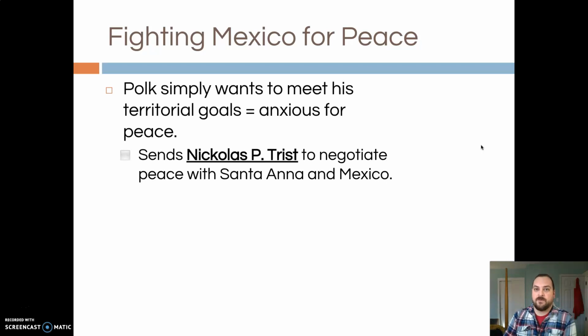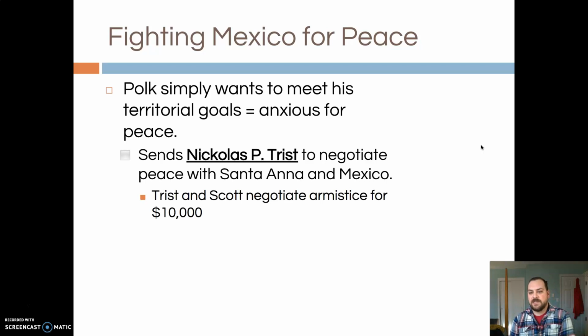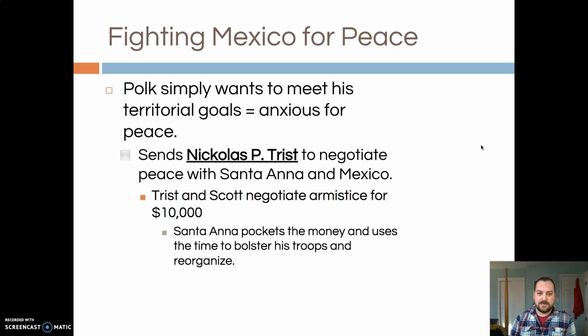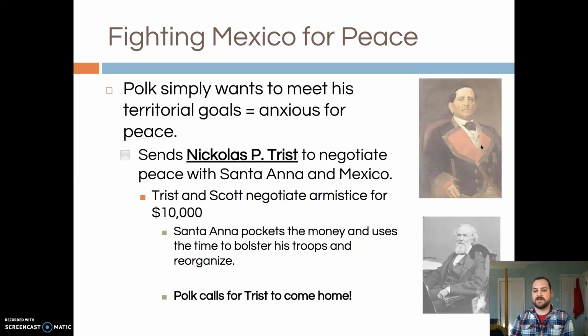Polk wants to end the war almost immediately. All right, he wants this war to be over. He just wants to gain the territory. He doesn't want to be in a drawn-out war with Mexico. He sends Nicholas Trist to negotiate peace with Santa Anna. They negotiate an armistice for $10,000, which was not very much money. Santa Anna just pockets the money. He's really a corrupt leader, pockets the money. Polk calls for Trist to come home as soon as they sign this agreement.